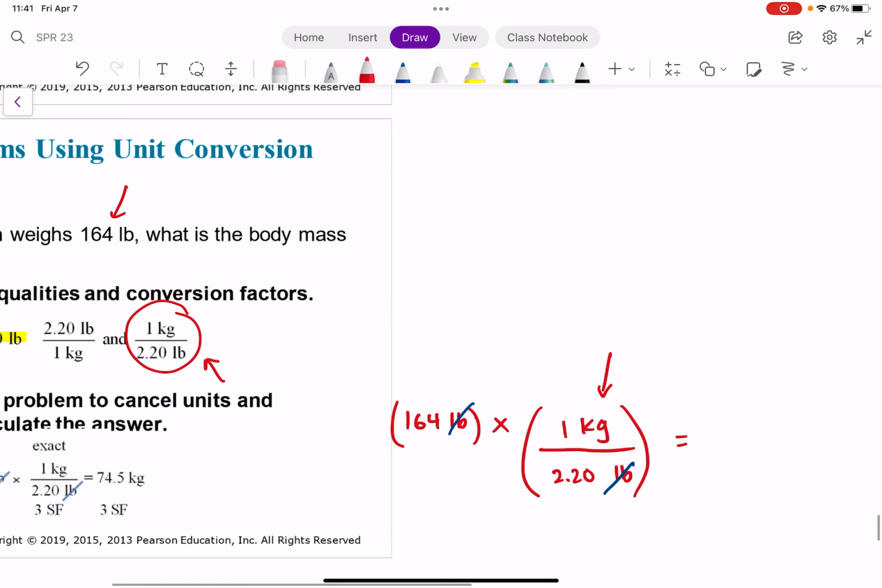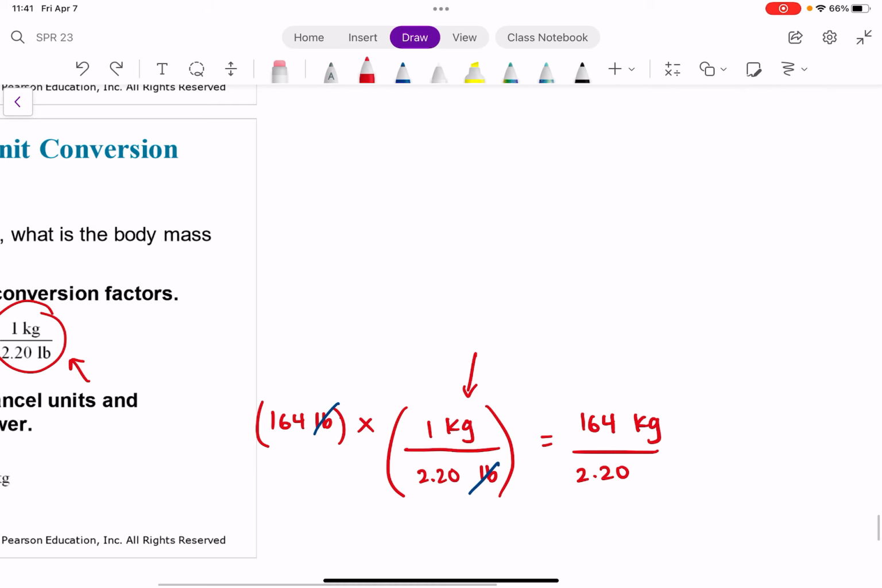Okay, so now you carry out this calculation. Let's see what that is. We say 164 times 1 is just 164, right? And we still have our kilograms up there, divided by 2.20, and we don't have pounds down here anymore, right? So let's not put those in there. Okay, so what's 164 divided by 2.20? That is 74.54 kilograms. It's actually 0.545.